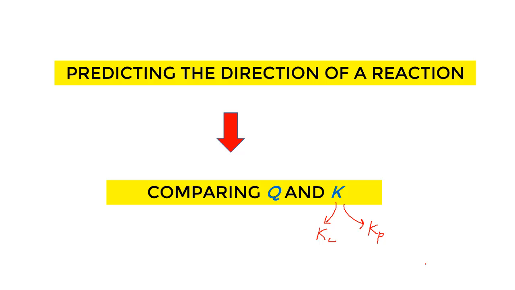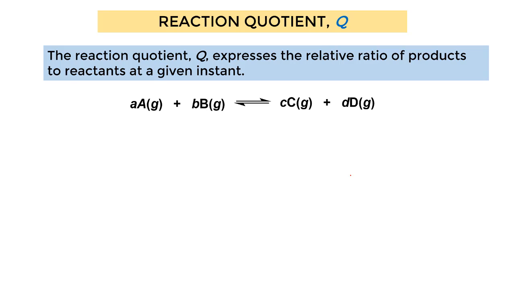Okay, tetapi apa yang paling penting terlebih dahulu adalah you must understand what is Q and how to compare Q and K. So firstly, Q is a reaction quotient. The reaction quotient Q expresses the relative ratio of products to reactants at a given instant.